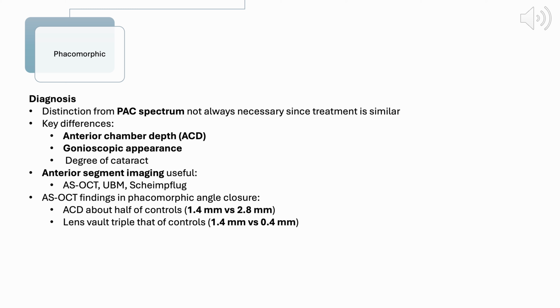Techniques such as anterior segment OCT, ultrasound biomicroscopy, and Scheimpflug imaging provide objective measurements. On OCT, eyes with phacomorphic angle closure show an anterior chamber depth of about 1.4 millimeters, which is roughly half that of controls, and a lens vault that is 3 times higher than normal, about 1.4 millimeters compared with 0.4 millimeters in controls. These features together reinforce the diagnosis and help us understand the anatomic crowding that drives angle closure in phacomorphic eyes.